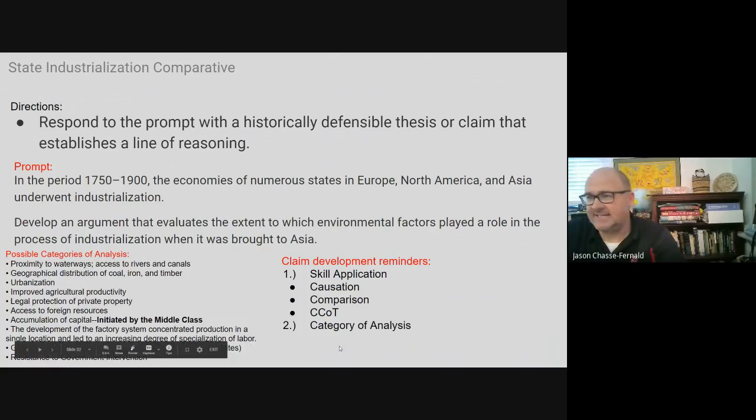Here's an example of some categories of analysis you might be able to use. You can't just say one effect was improved agricultural productivity. It just doesn't make any sense. That is no skill application. So you need to apply the skill. You can't just say the word. But here's a good listing of possible categories of analysis.